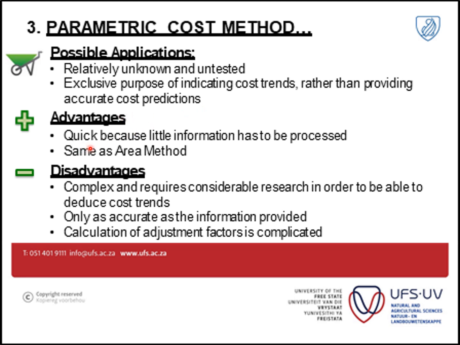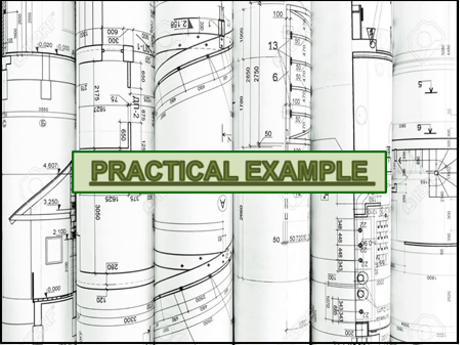Okay, and the advantages is it's quick because little information has to be processed, the same as area methods, so the same rationale is usually used. It's complex and requires considerable research in order to be able to deduce cost trends, only as accurate as the information that you put into this calculation. So the calculation of adjustment factors can be quite complicated if you want to go into that.